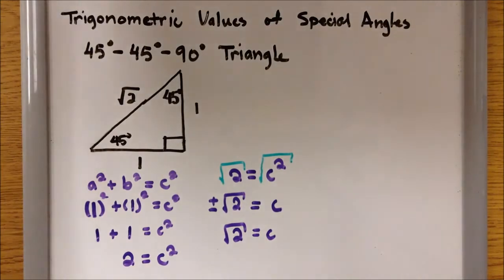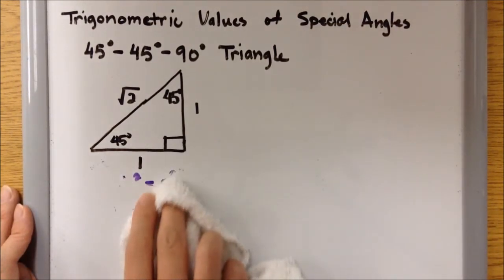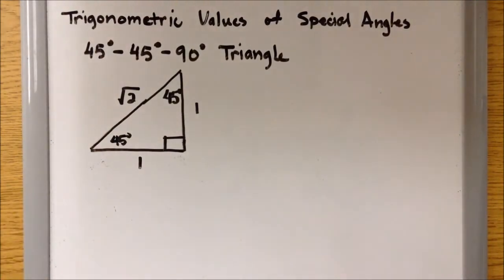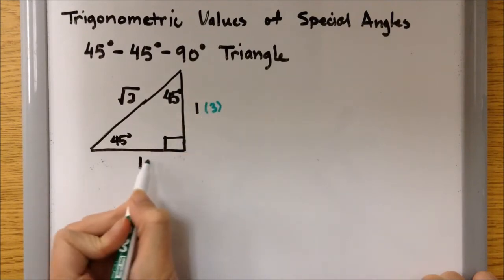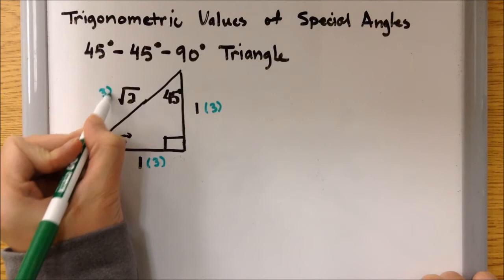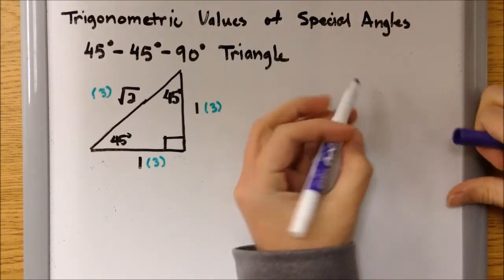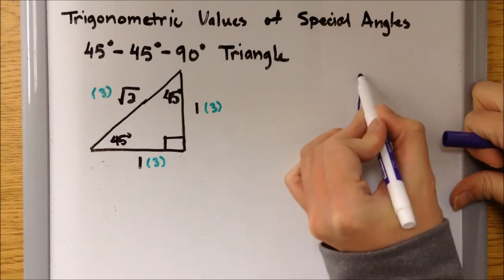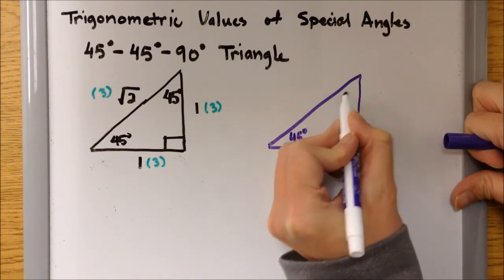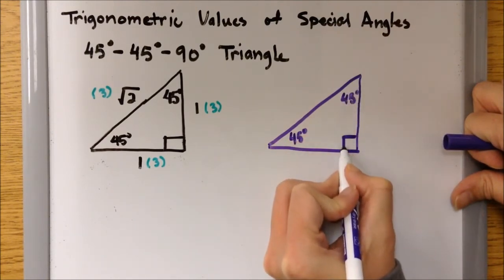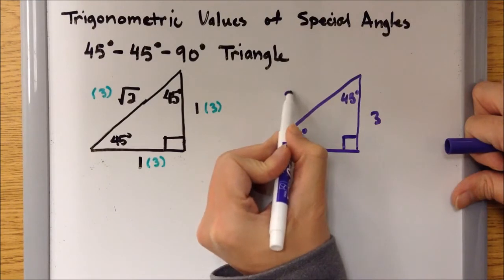So if I were to draw another triangle with the same angles, I will show you that there is a pattern. Say I multiply all the sides by 3. Again, I'm multiplying all the sides of the triangle by 3. So therefore, we're going to have another triangle. It's going to be the same angle measurements. So 45 here, 45 there, and 90. So 1 times 3 is 3. 1 times 3 is another 3. 3 times square root of 2 is 3 square root of 2.